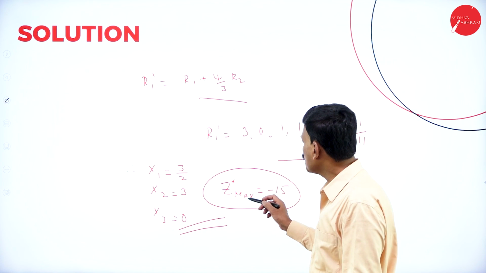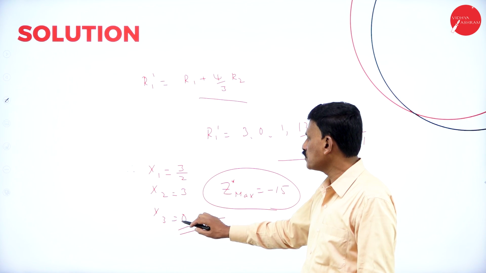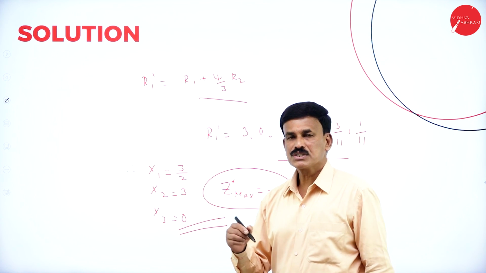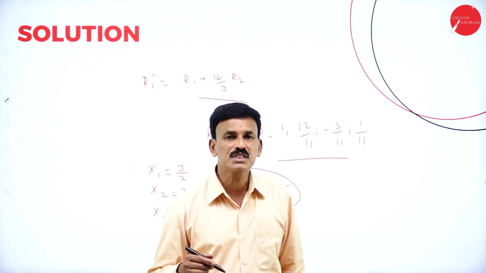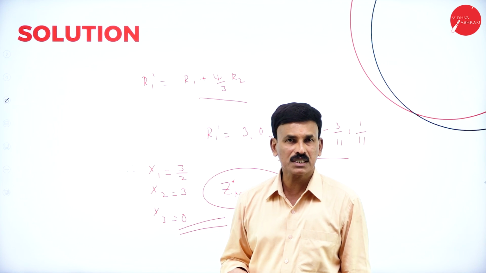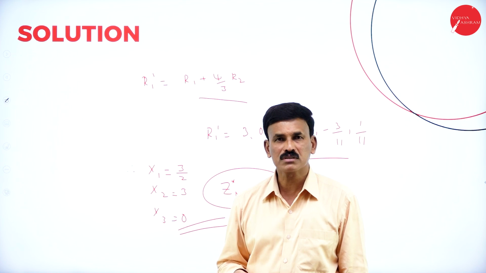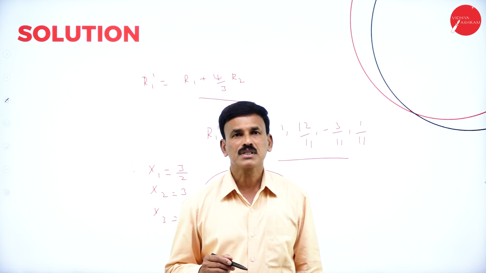The solution for this problem is minus 15 at x1 is equal to 3 by 2, x2 is equal to 3 and x3 is equal to 0. So this type of finding the solution is called solving an LPP using the two-phase method. That's it. Okay. Here the number of iterations are more. That's all.